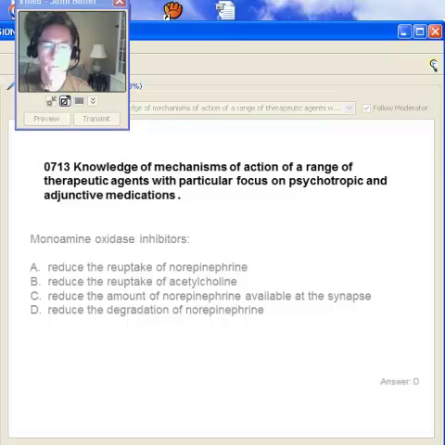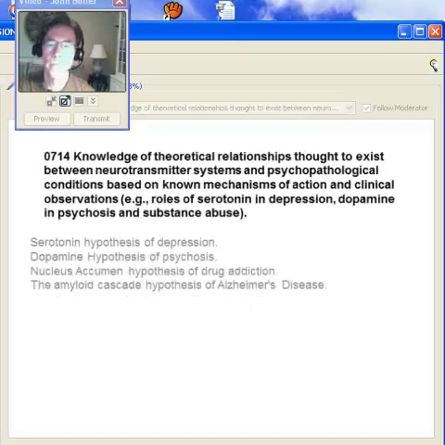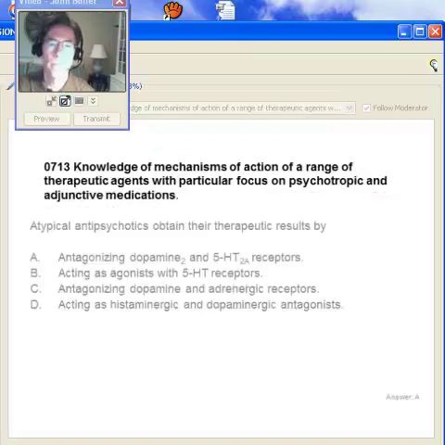Monoamine oxidase inhibitors. We already talked about this. They reduce the degradation of norepinephrine. Atypical antipsychotics obtain their therapeutic results by what? Antagonizing dopamine D2 and the 5-HT2A receptors. That's what makes it unique.